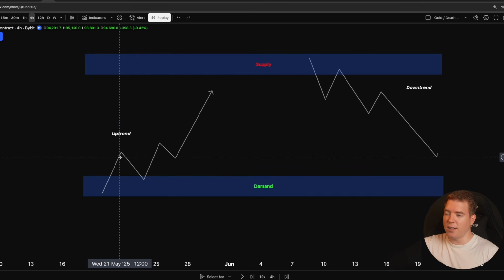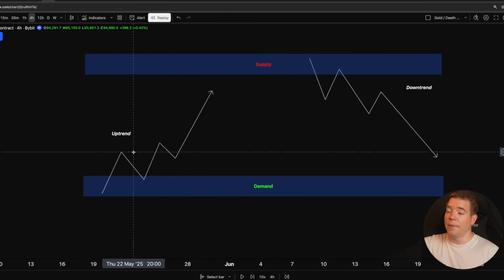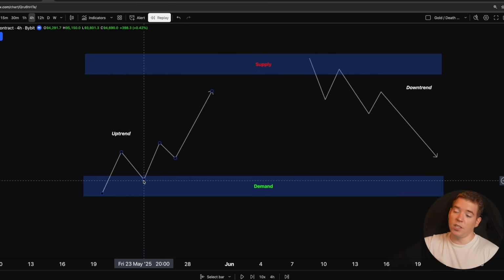Here with the demand zone, you see price came down here, touched the demand zone, and then continued upwards. So it means you have only one reference point, one data point, where you potentially could have had a chance to enter. And this is not enough. We need 2 or 3 data points to have a high certainty of the move continuing to the upside.